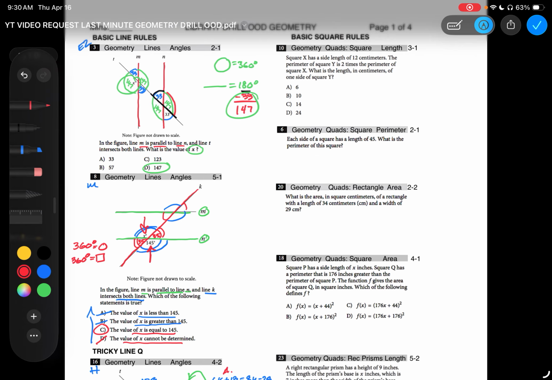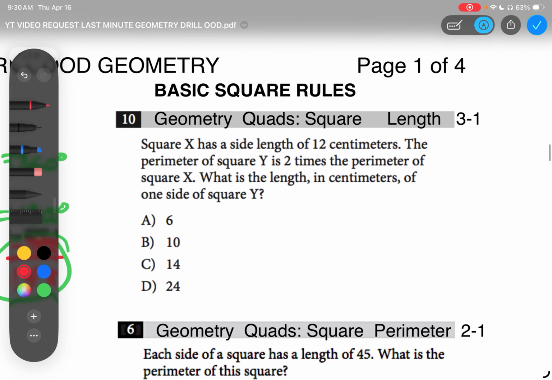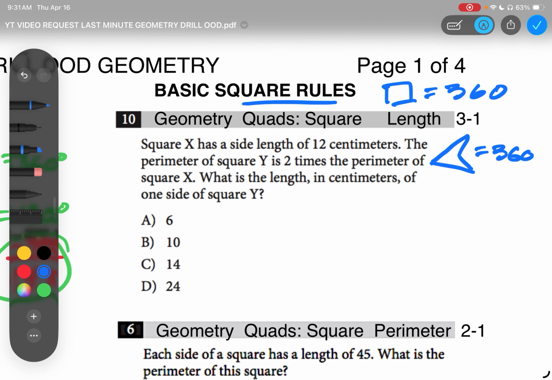Pretty slick of these guys. That's what makes a question hard. Question number 10, that would be a medium level question. Now we're dealing with four-sided images. What do we know? Any four-sided image equals 360 degrees. And I mean any four-sided image, even this one, 1, 2, 3, 4. That is also equal to 360 degrees.